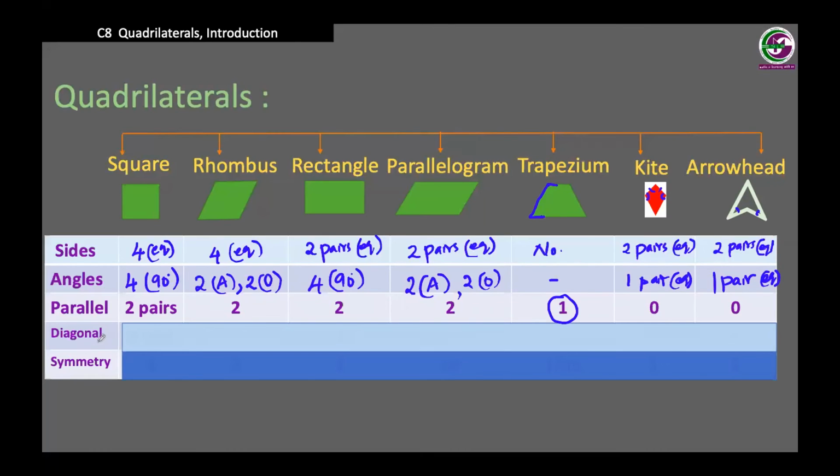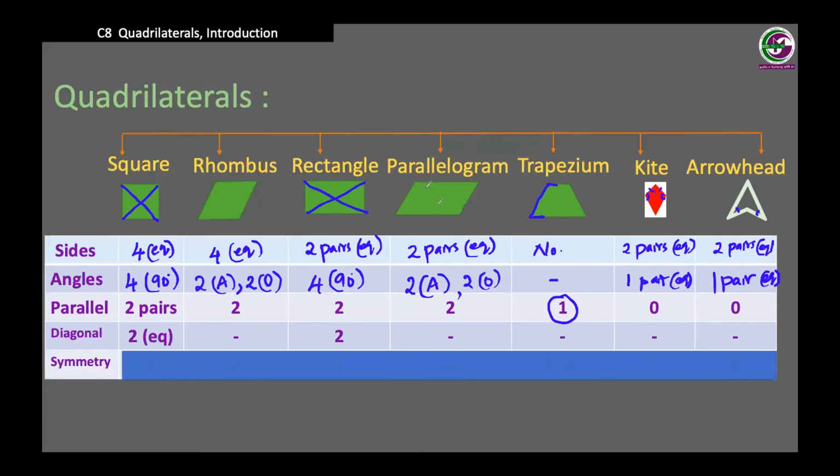Coming to the diagonal, I hope you know what a diagonal is. A diagonal is a line starting from a vertex to any other vertex which is not adjacent to it. That means you can't draw to this one or this, we can only draw to the opposite. So this is a diagonal, this is also a diagonal. So in a square, there are two equal diagonals, both of them are equal. What about the rhombus? Do you think this long diagonal is equal to this short one? No, they are not equal. In a rectangle also, the diagonals are equal.